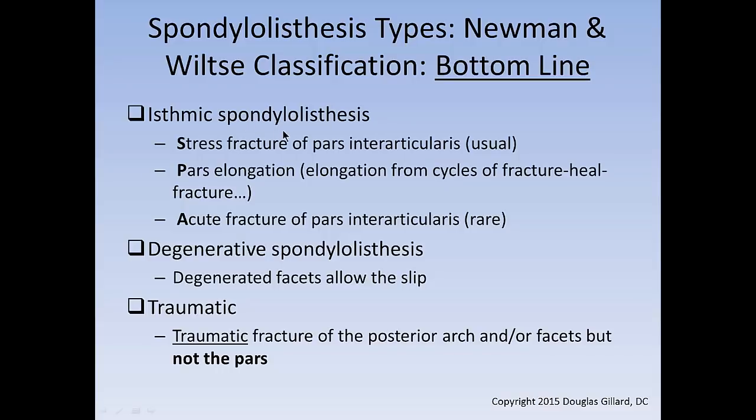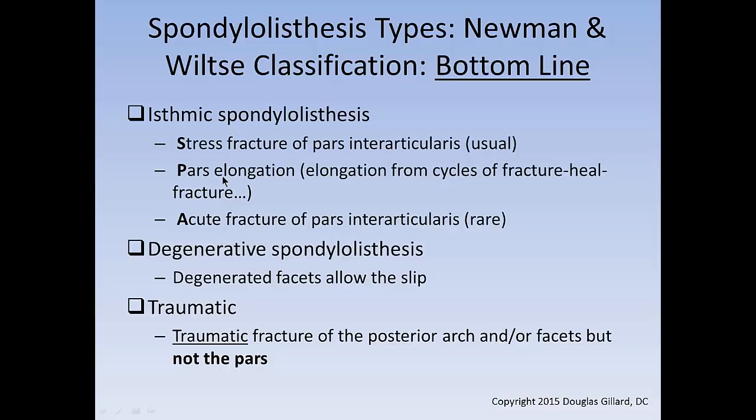So we have an isthmic spondylolisthesis, which you're familiar with. What is an isthmic? We're going to go into some of these more in depth, but in a nutshell, it's a stress fracture of the pars interarticularis. Most of the cases you're going to see are isthmic spondylolistheses.